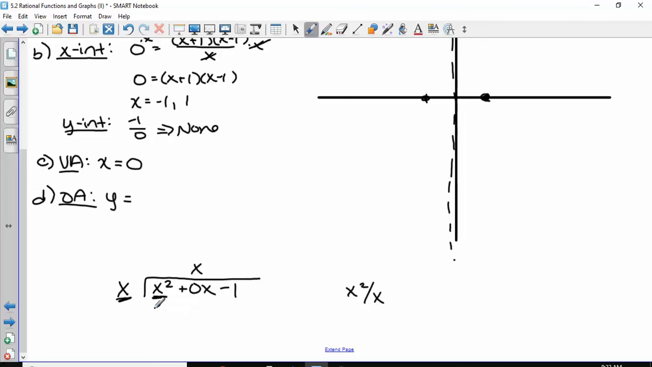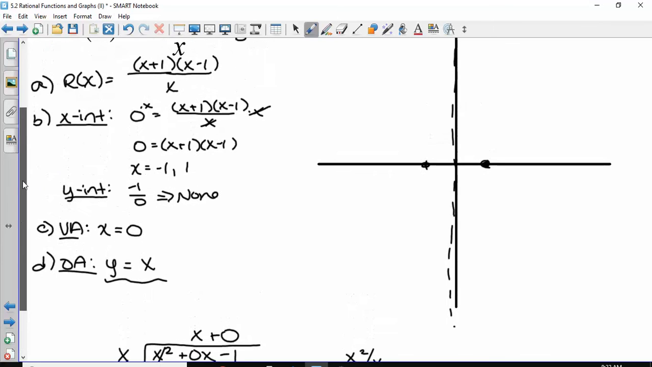Multiply, x times x is x squared. If we subtract that off, those cancel. Bring down your next term, we have a 0x. What is 0x divided by x? 0. So we just get x plus 0, which we don't even really need the 0. It's just y equals x. This is just a line. So you start at your y-intercept, which is 0. Slope is 1, so up 1 over 1.